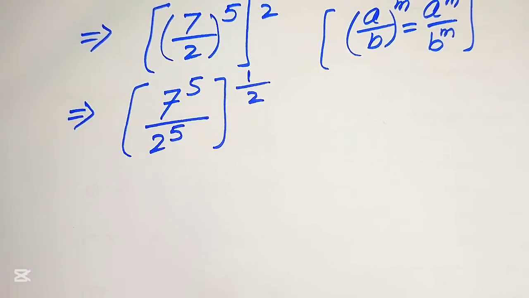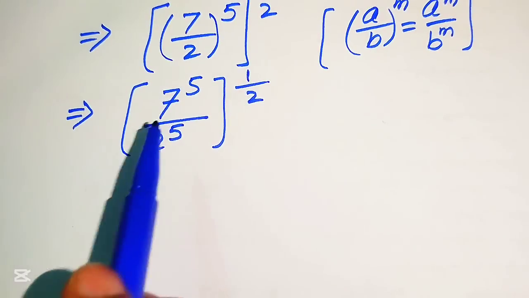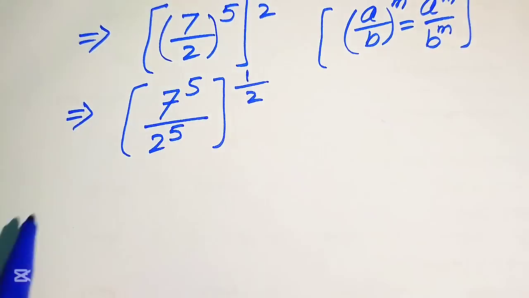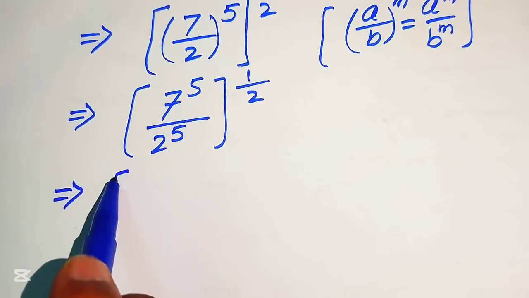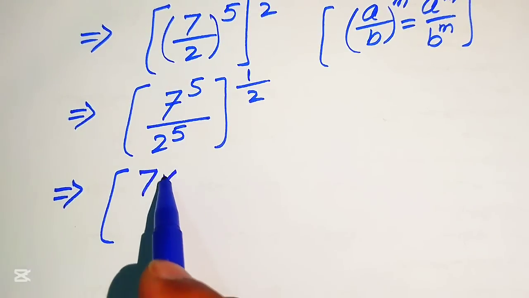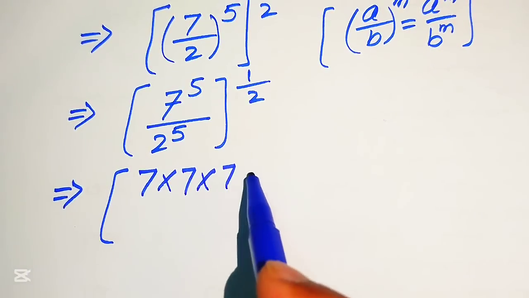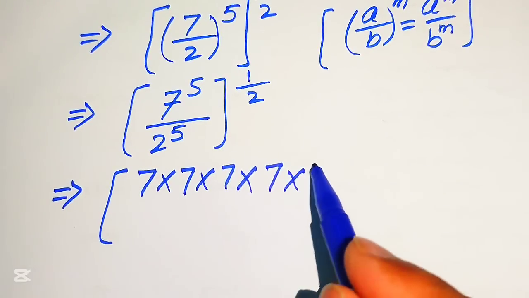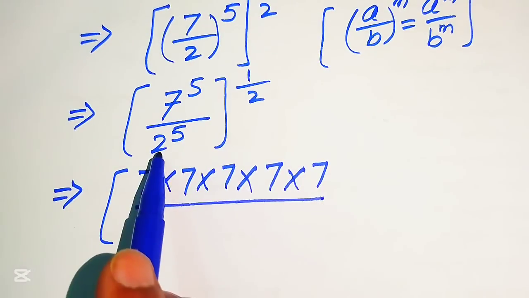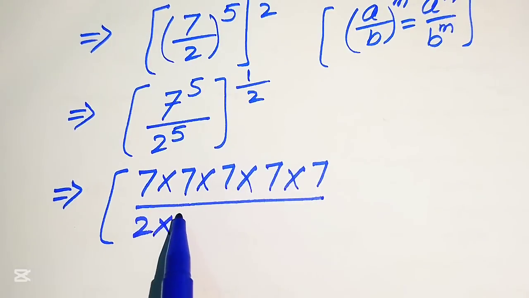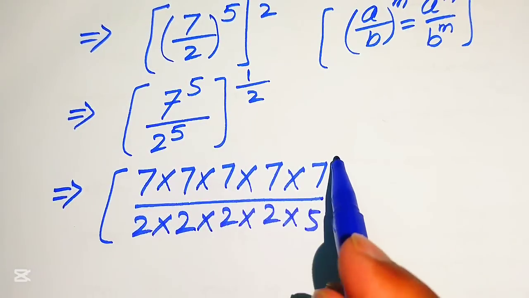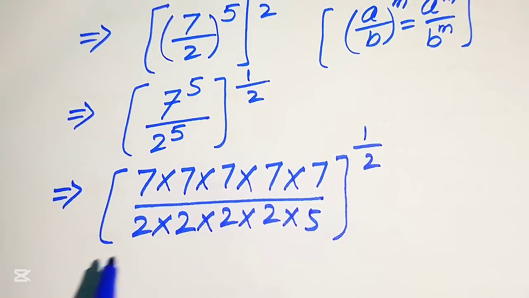And now in the next step we need to know the meaning of 7 to the power of 5. 7 to the power of 5 means that we need to multiply this 7 five times. It means we multiply 7 by 7 by 7 by 7 by 7, divided by 2 to the power of 5, where we multiply this 2 five times, and you see its whole exponent is 1 divided by 2.